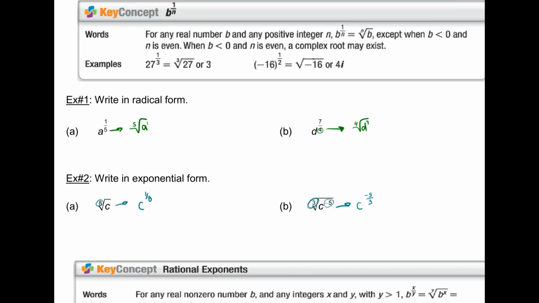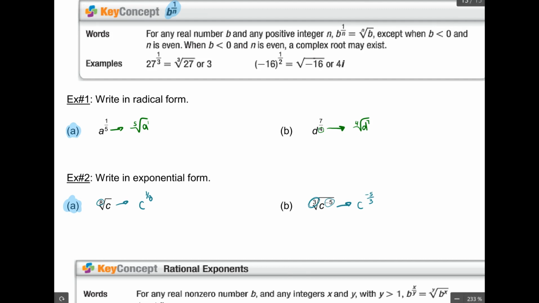The rule up here at the top is talking about when you just have b to the 1/n. So example 1a was a to the 1/5. Here, example 2a is c to the 1/8. And then I mixed it up, and in b and d, I had a different number in the numerator. So let's talk about these two examples.